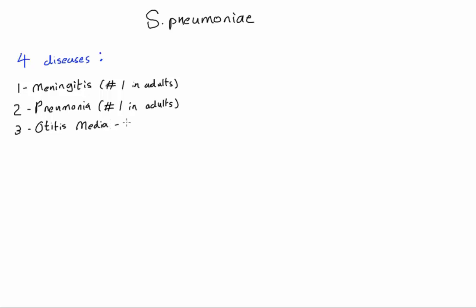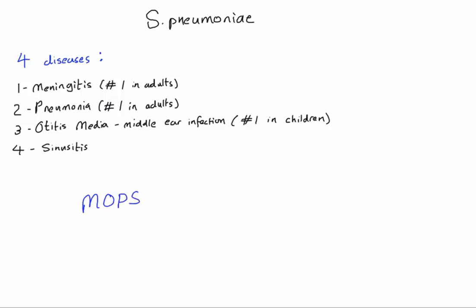So you can see it's pretty serious about its infections. It likes to be #1. And it causes sinusitis. So there's a cool mnemonic. It's found in First Aid, so thanks to them. We can remember these four diseases. You can put it in a mnemonic called MOPS. M is for meningitis, O for otitis media, P for pneumonia, and S for sinusitis. And the cool thing about MOPS is it also helps you remember that strep pneumonia is optochin sensitive.